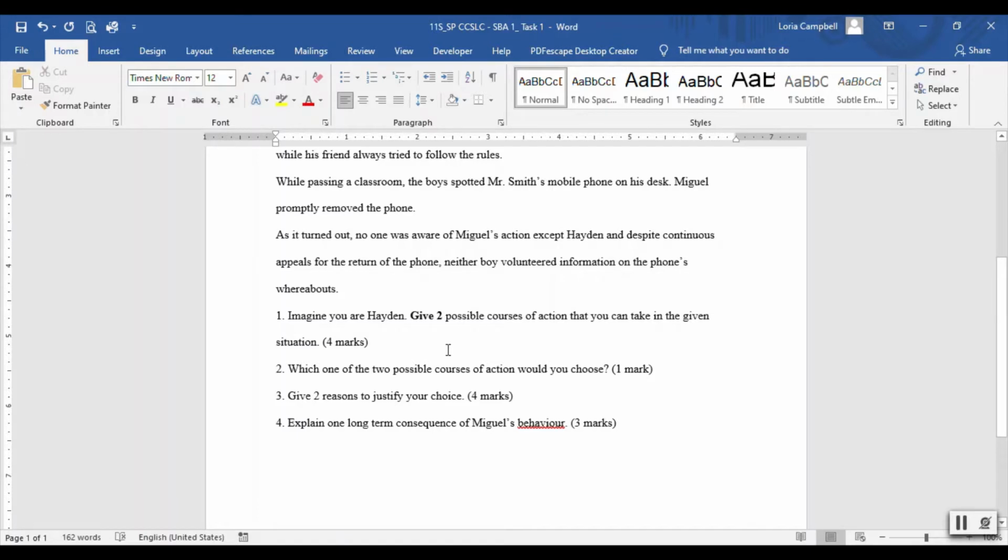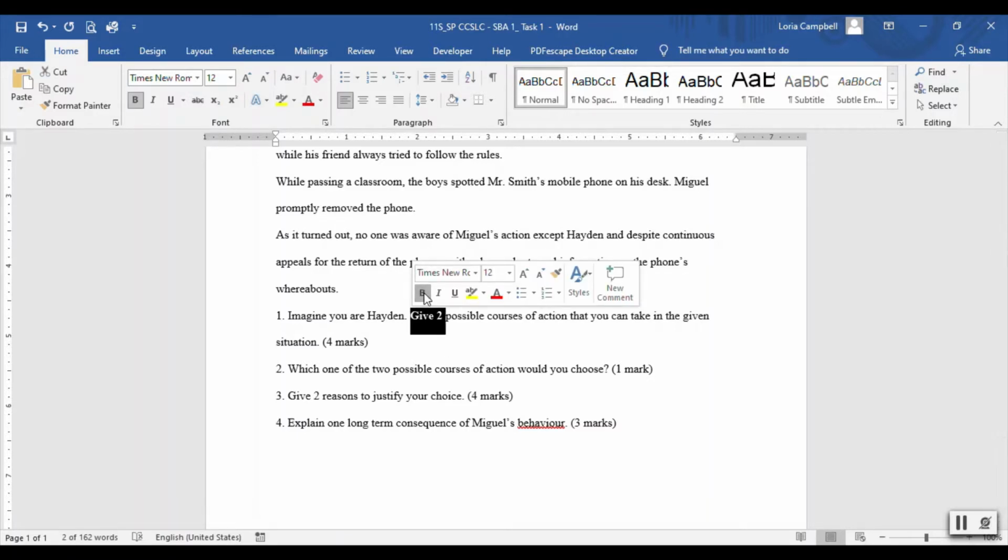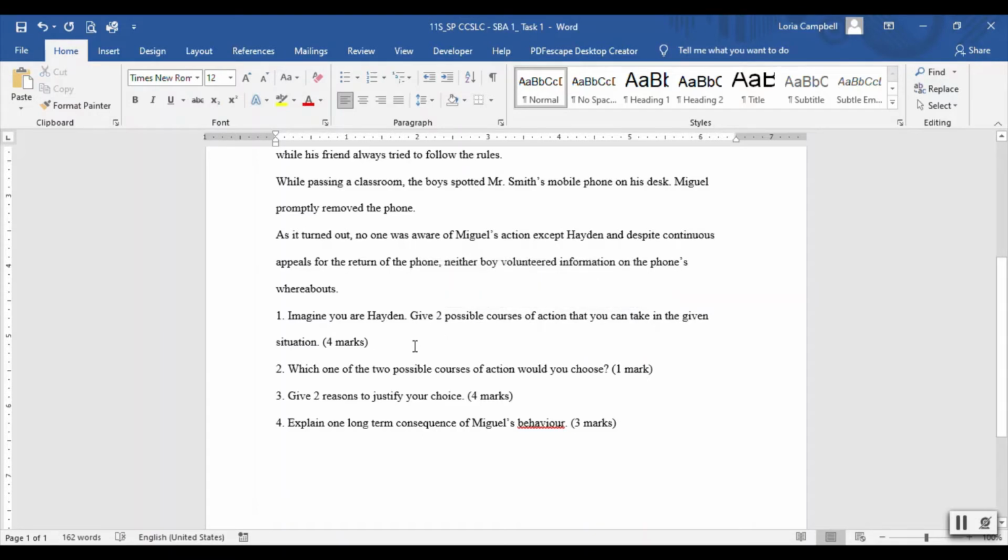So it means that each action you give would merit 2 points. It's a simple scenario. You have a friend and your friend is a thief. You, on the other hand, are an honest person. Now your friend saw the phone on the teacher's desk and your friend took it up. They're asking for the phone. None of you so far have said anything to the persons asking that you know about the phone. Now the question is being asked, you being Hayden, what 2 things could you do in this situation now? Remember, you are a good boy or a good girl who normally follows the rules.